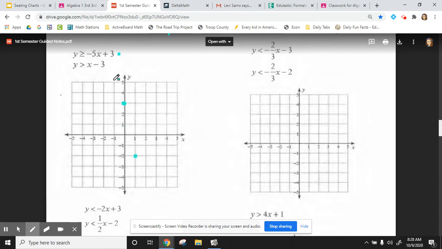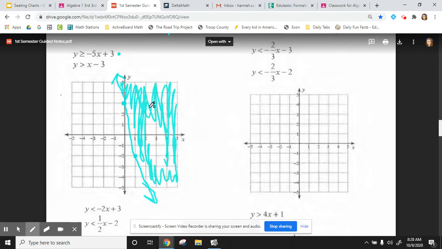Then I look and I see that this is a solid line, so I make a solid line through my 2 points. And it's greater than, so I shade up. Okay, so we know that the solution to this one is everywhere in the shaded area and on the line because the line is solid.